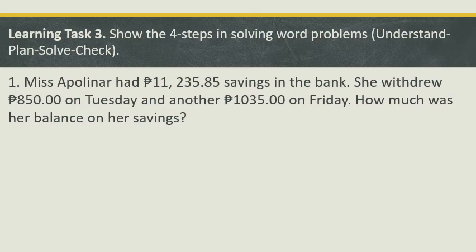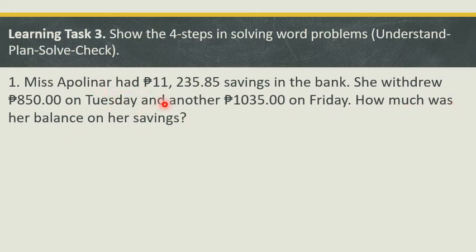Okay, so for the learning task 3, we will show the 4 steps in solving word problems. So, yung UPSC natin. So, understand, plan, solve, and check. So, let us read the number 1. Miss Apolinar had 11,235 pesos and 85 centavos savings in the bank. She withdrew 850 pesos on Tuesday and another 1,035 pesos on Friday. How much was her balance on her savings?